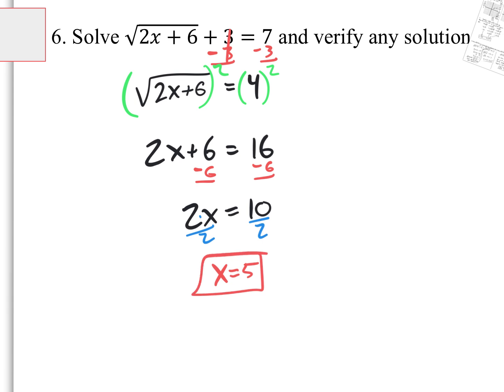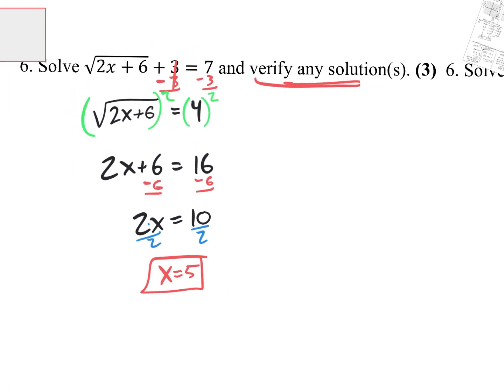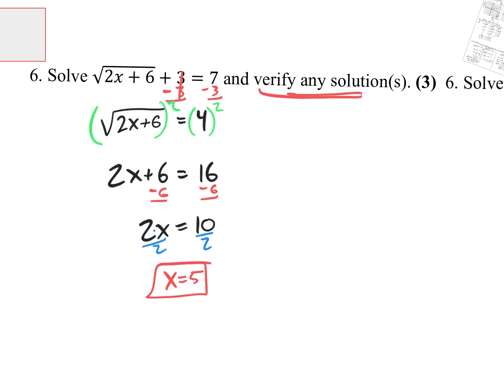Maybe. Why do I say maybe? Because it says verify any solution. That means you got to double check it, okay? And if you don't double check it, you're not going to get full credit because that's what the instructions say, all right? And this is a 3-point question.